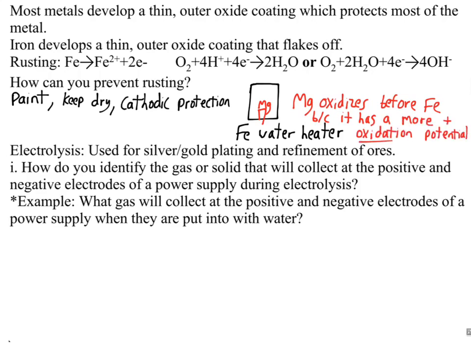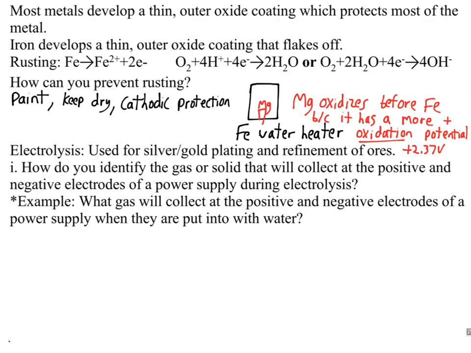Okay, our last topic in chapter 17 is electrolysis, which is also very interesting. So electrolysis is used to make hydrogen gas from water. It's also used for plating silver and gold, so if you have like silver plated spoons or something, that's the process that's used for that. And it's also used to refine metals, so you take a rock that has the metal you want in it and you melt it, and then you use electricity to take out what you want.